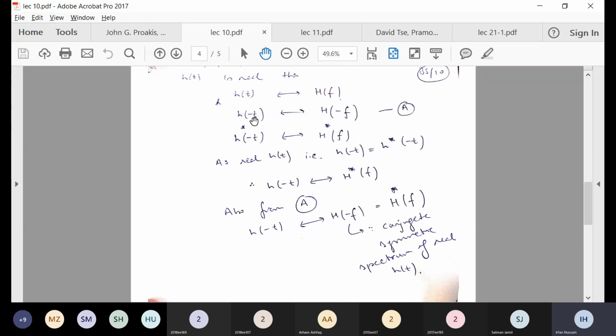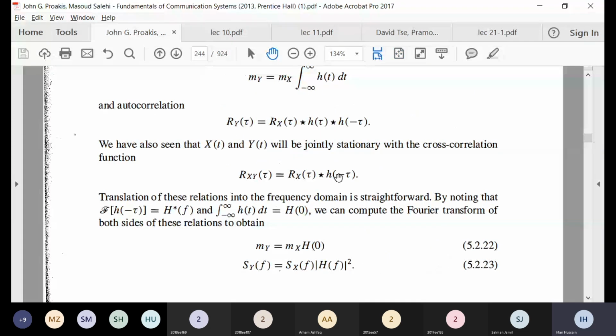Another thing, you can also go from here. From this, you can also see h(-t) goes to H(-f). But we know again that h(t) is a real impulse response. It is just a simple LTI system on the real domain. So we know that its Fourier transform will be conjugate symmetric. So you can just write H(-f) is equal to H conjugate of f. So h(-t) has transform H conjugate of f under these conditions. This is H(f) times H conjugate of f. This becomes |H(f)|^2.